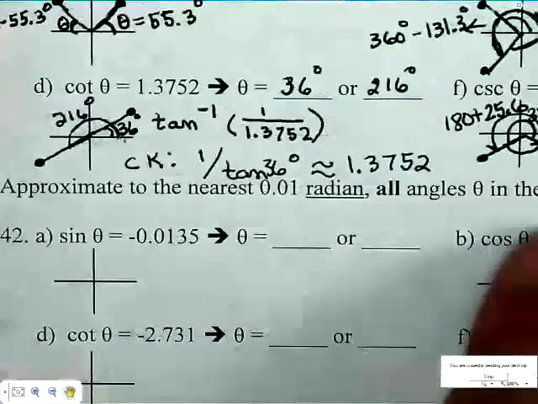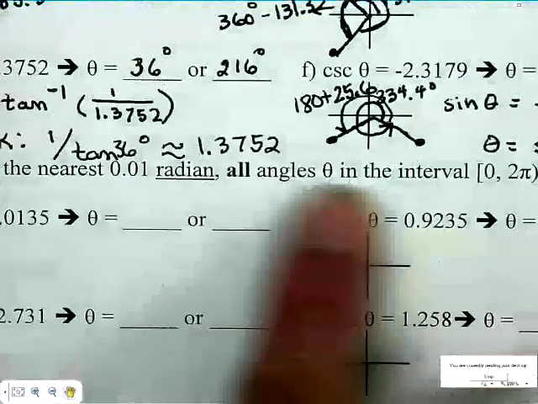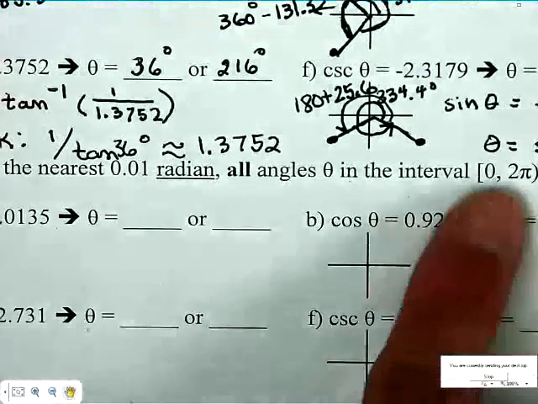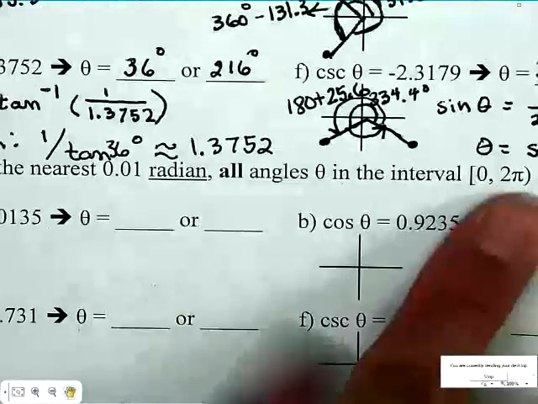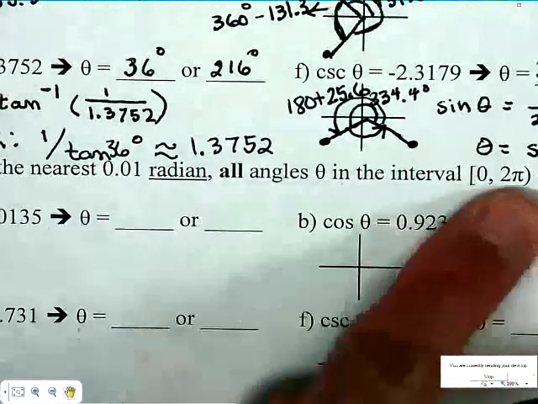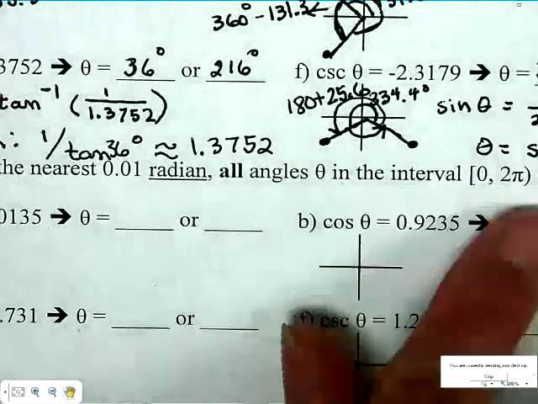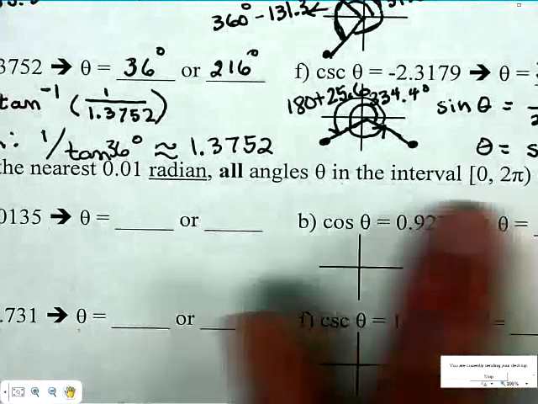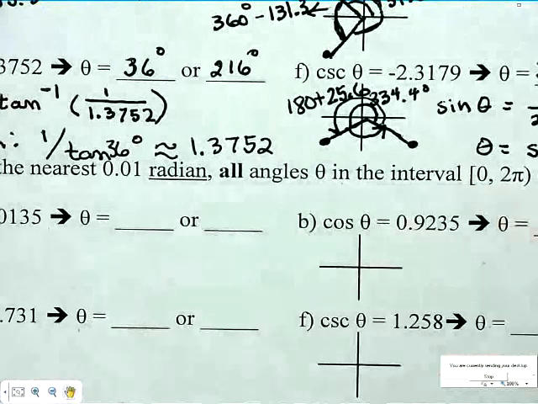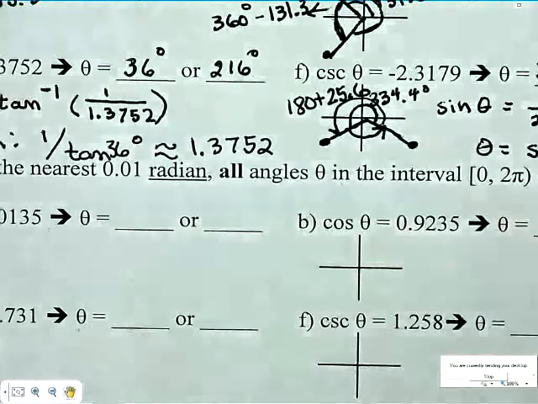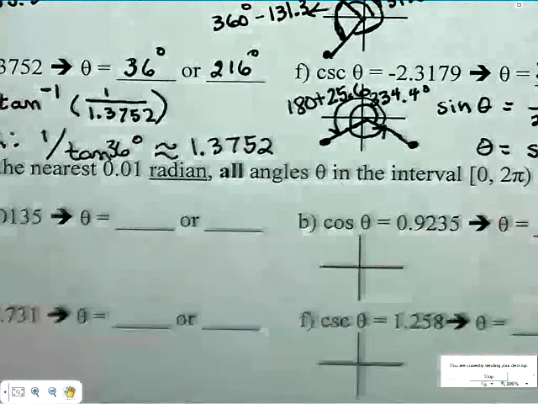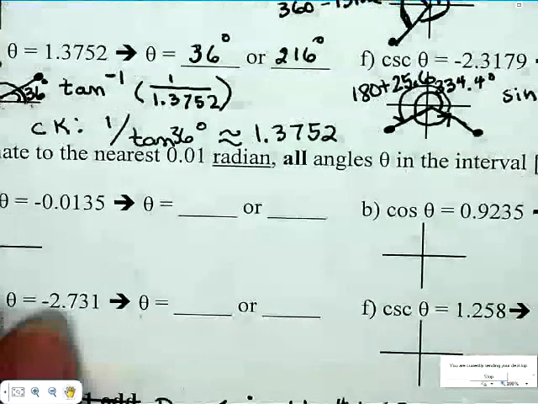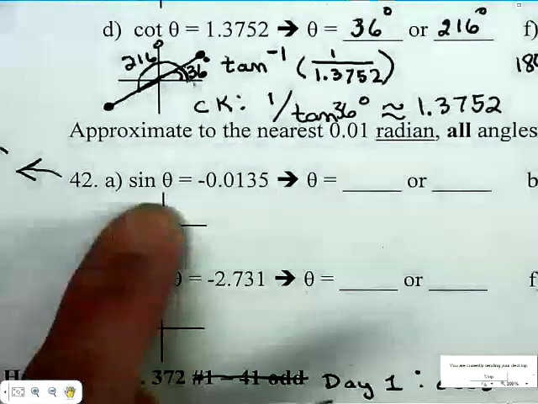And we want to give all solutions in one revolution of the unit circle, from 0 to 2 pi. Notice the 0 is included and the 2 pi is not, in order to keep this a one-to-one function. 0 and 2 pi are the same thing, so I can't include them both or I won't have a one-to-one circle or one-to-one function.